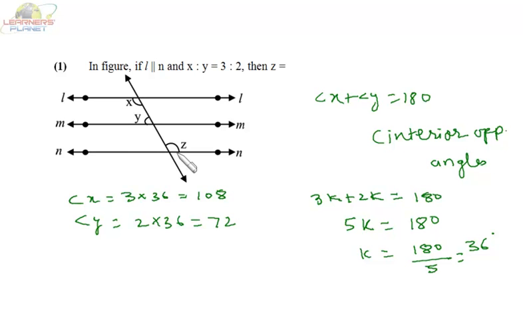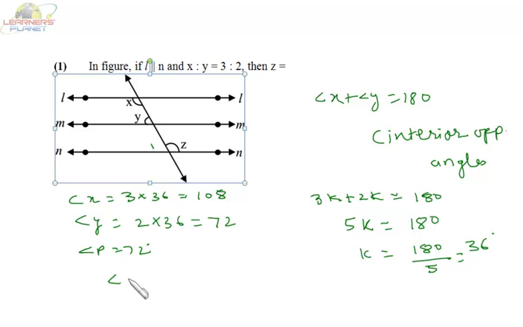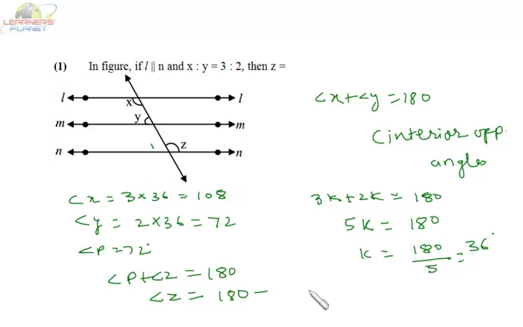Now we can calculate the value of Z also. Since angle Y and this particular angle will be corresponding angles, even this angle will be of 72 degrees. Suppose I assume it to be P. So angle P will be 72. And angle P plus angle Z, both of them are linear pair. So their sum will be 180. So angle Z will be 180 minus 72, that is 108. So the value of angle Z will be 108. I hope you are clear.